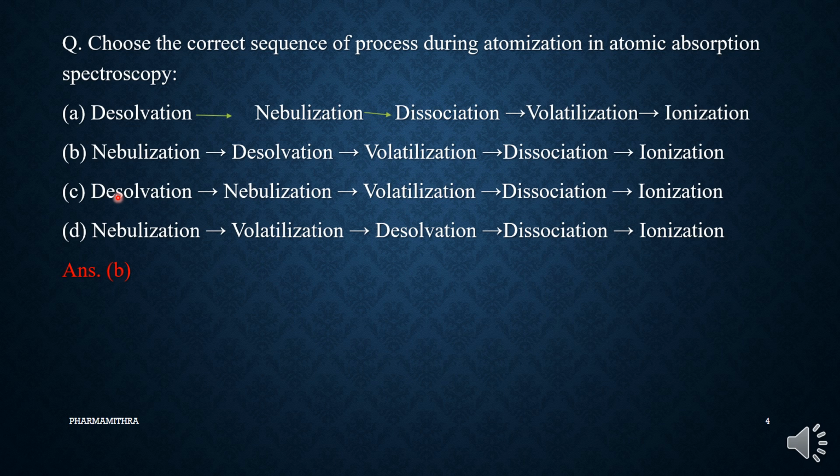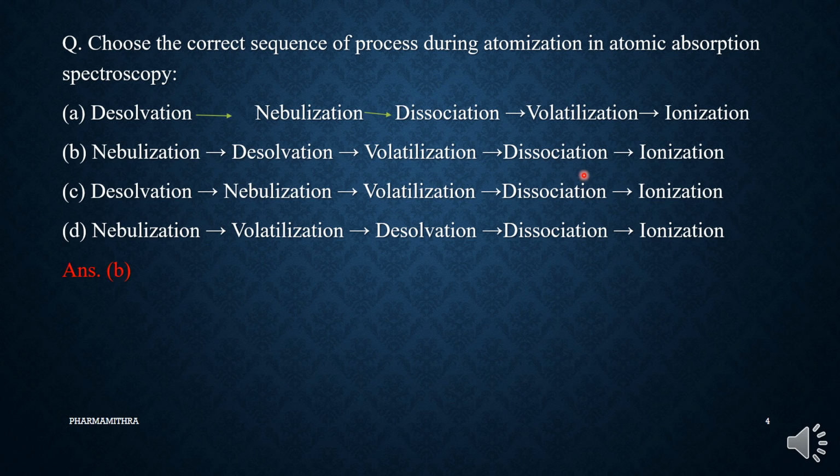The process is that first we want to nebulize, that is we are creating a fine aerosol and we are introducing it into the flame, mixing the aerosol and fuel. That is, the first step is nebulization. After that we go through the process of desolvation, volatilization, dissociation and ionization. So the correct sequence of process during atomization is that option B is the right answer.